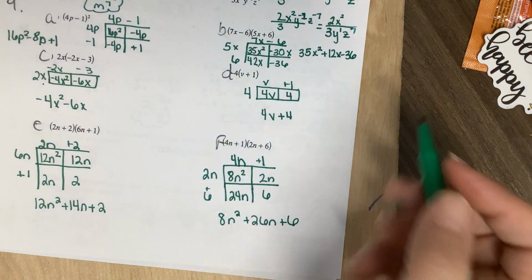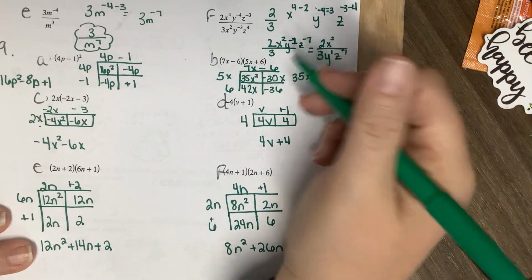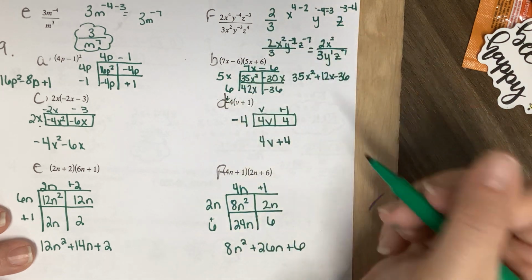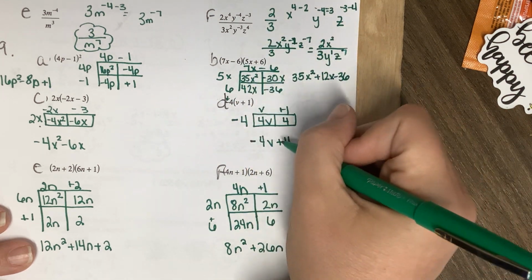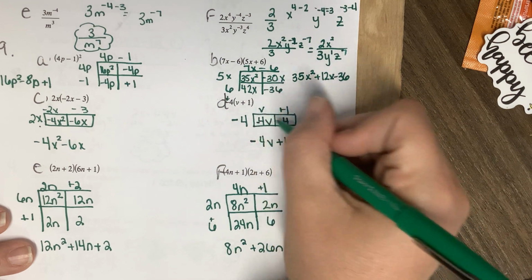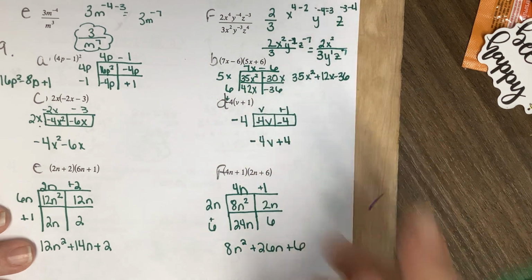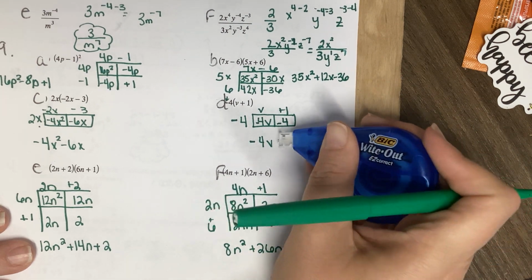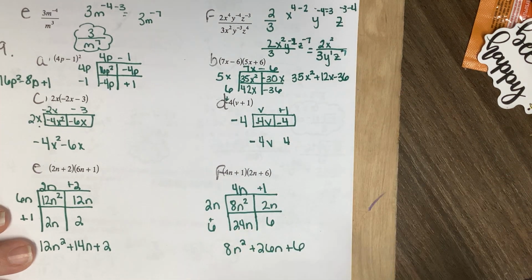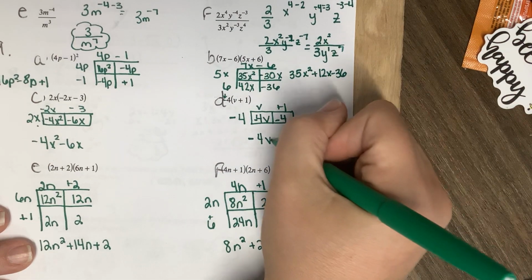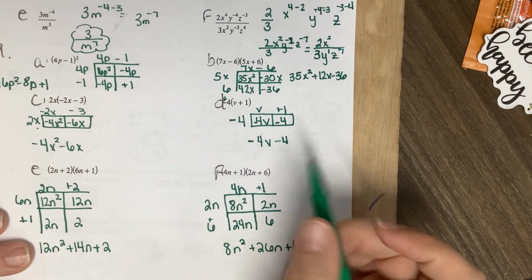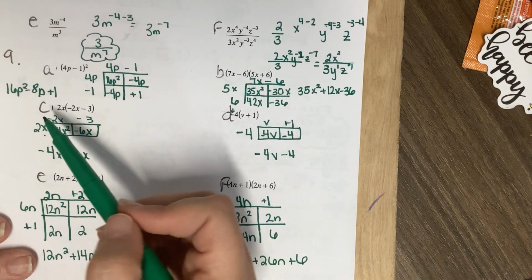Oh, sugar. On D, I apologize. This was supposed to be negative. I just missed that negative right here. So this is negative 4v, and this is negative 4. Just checking my work.